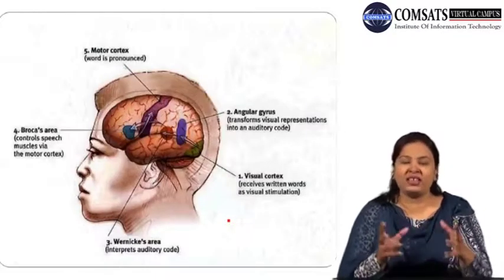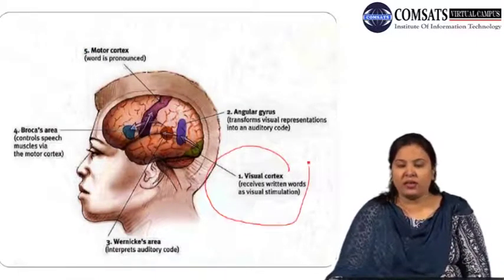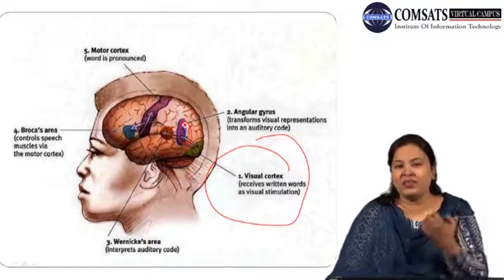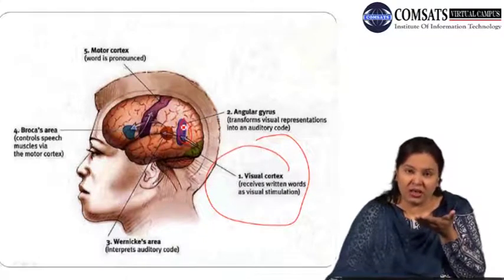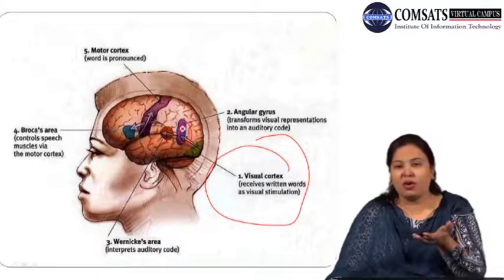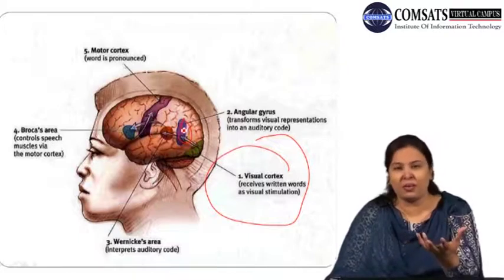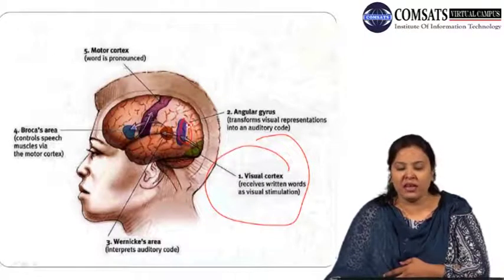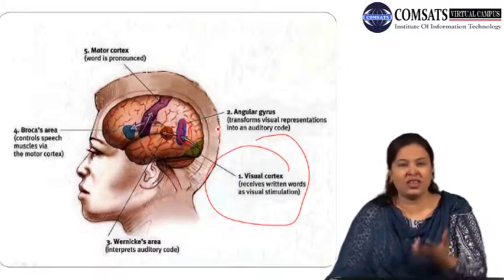Now let's see each and every part clearly. The number one area is the visual cortex. This is where the visual cortex is. What is the visual cortex? It receives visual messages, the things that you see. For example, some written piece of language, or some sign language that you see, or a picture. Again, you get visual messages. Then the angular gyrus is the part which transforms these visual representations into auditory signals.